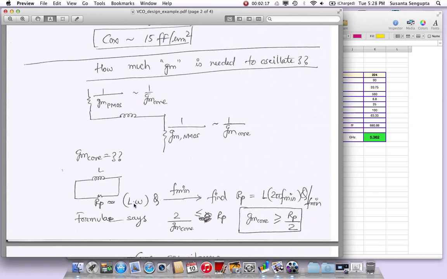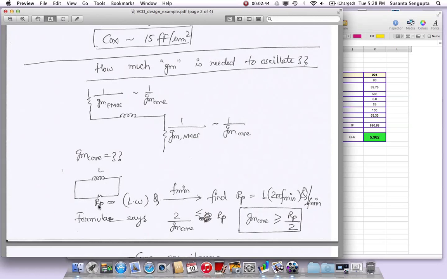So here I'm trying to find the RP value at the lower end of the frequency, because that's where this RP value is going to be minimum. Why? RP is L times omega, and omega is 2 pi f min. F is smaller, and Q is also smaller at this lower frequency. So overall the RP value is going to be smaller. A smaller resistance in parallel with this means it is much more lossy.